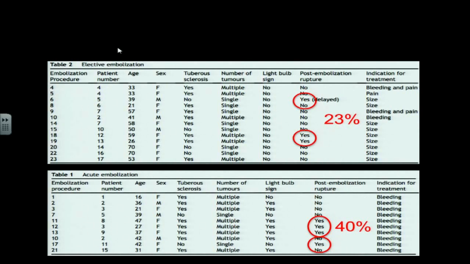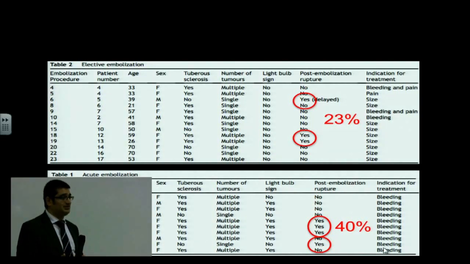And this is elective embolization, and the total rupture rate is 23%. This is in Leeds. A modern series in 2008. But when a radiologist is doing it because the patient's exsanguinating, the rupture rate goes up to 40%. Okay, so the complication rate of your intervention increases.